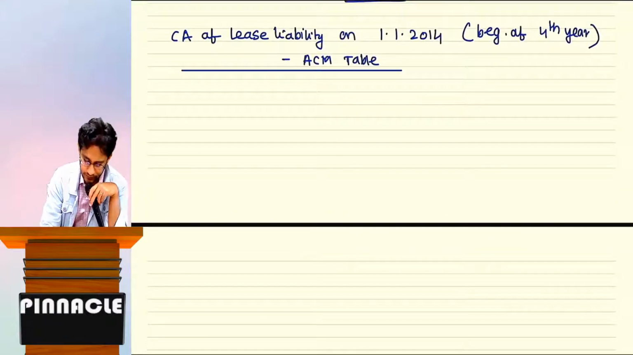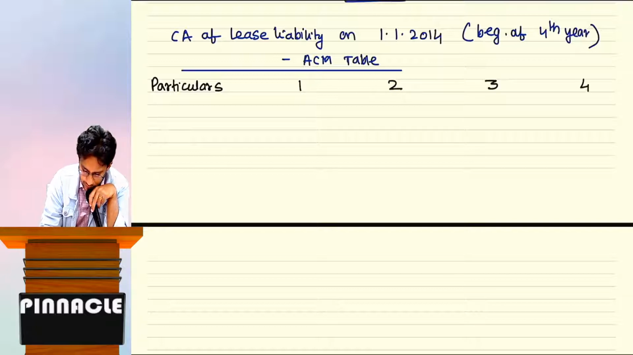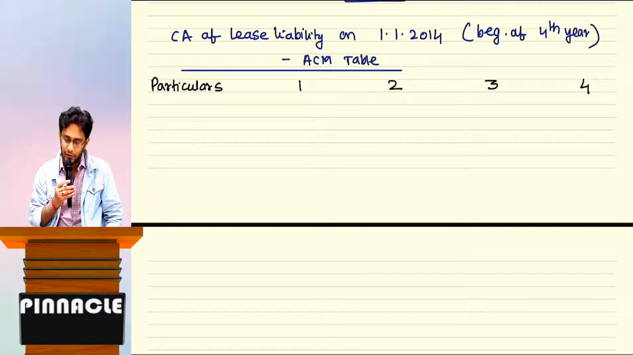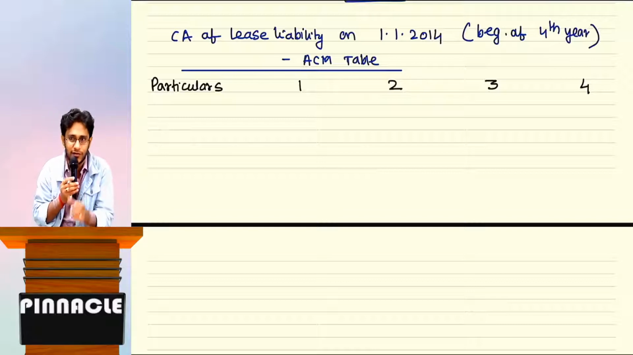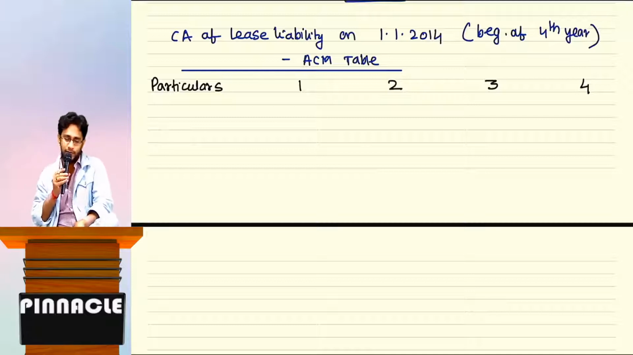So, particulars, 1, 2, 3, 4. Sir, 5 years, no, sir. What is the goal of this? To ultimately prove that your ACM table is right. No, our goal is the fourth year beginning opening balance, I want. So for the fourth year, this is all, sir.